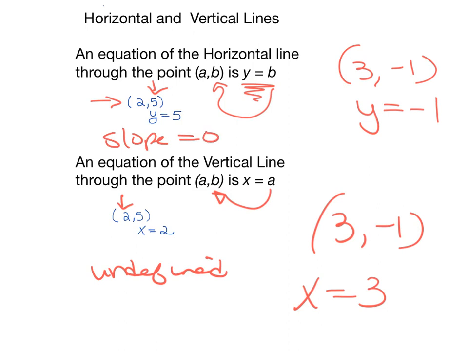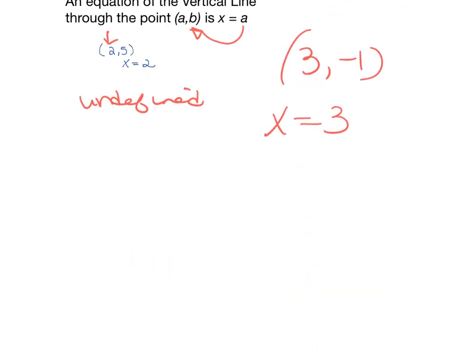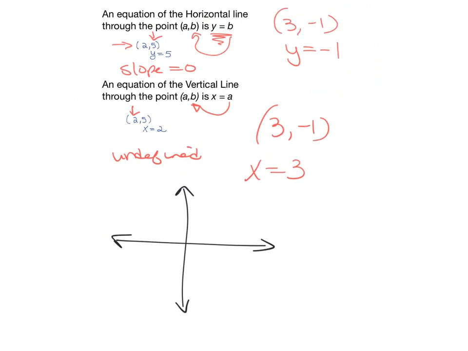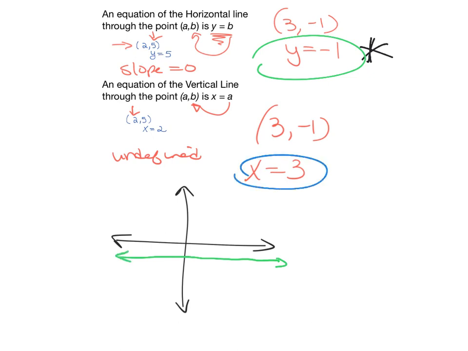One other thing, when you have a vertical line and you graph it, let's go ahead and just graph 2 of these. Let me graph the 2 that are right here. So if I graph y equals -1, that's going to be this line here. Let me do this one in green. So y equals -1 is going to be the horizontal line through -1. If I graph x equals 3, this one is going to be the vertical line through 3.